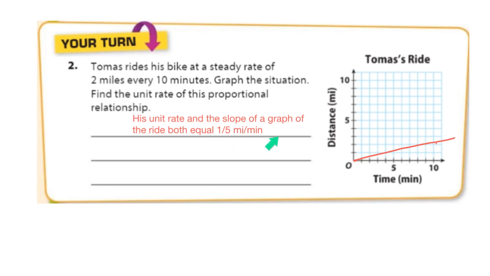Okay, so you graphed it. You go up 1, right 5, up 1, right 5. That's 1/5, and of course you can use these numbers for that too.